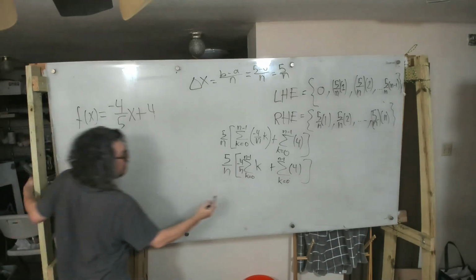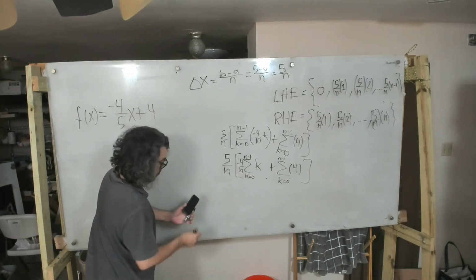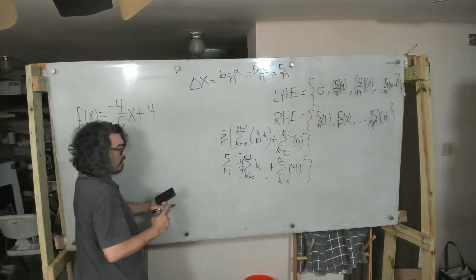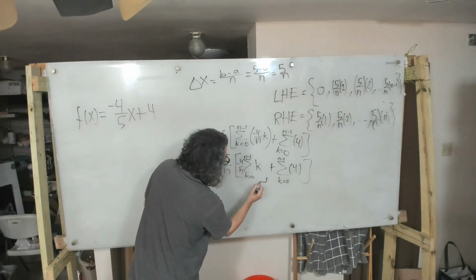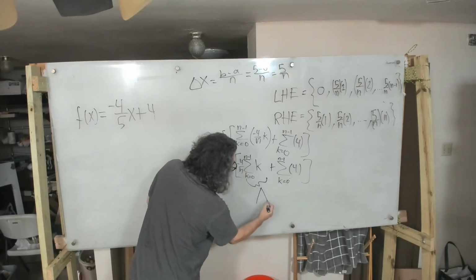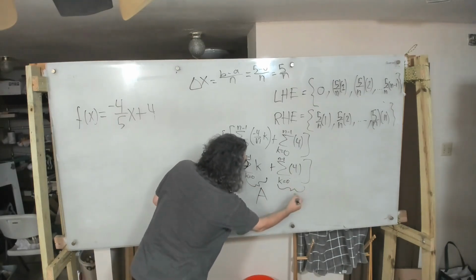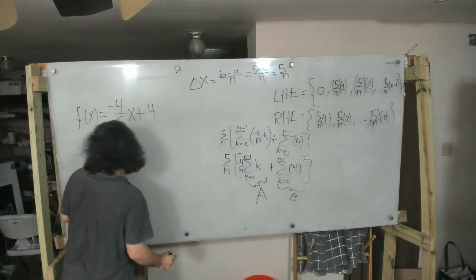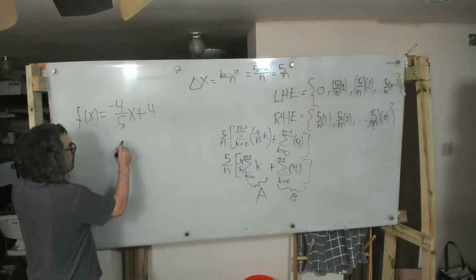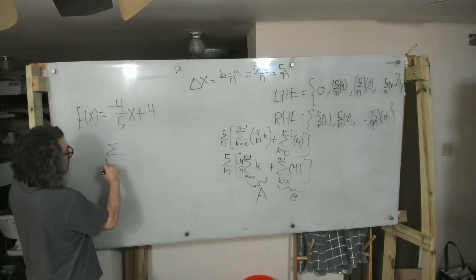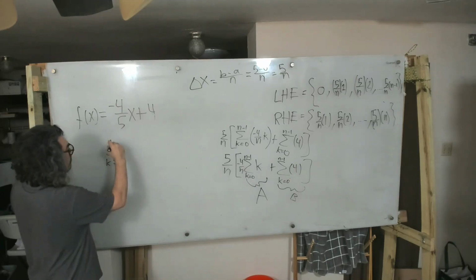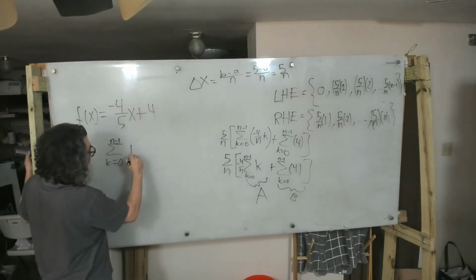So I'm going to first do this sum here. We're going to call this A, and then we're going to call this B. And once we've done them both, we'll add them. Okay, so I want to look at the summation from k equals 0 to n minus 1 of k.